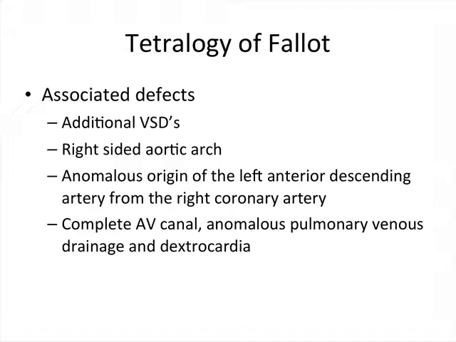Other cardiac defects that are associated with tetralogy of Fallot include additional VSDs that are most commonly found in the muscular ventricular septum, a right-sided aortic arch, and an anomalous origin of the left anterior descending artery from the right coronary artery. This causes the left anterior descending artery to course across the right ventricular epicardium, which makes for a very challenging surgical approach to the right ventricular outflow tract. Other less common associations are complete AV canal, anomalous pulmonary venous drainage, and dextrocardia.